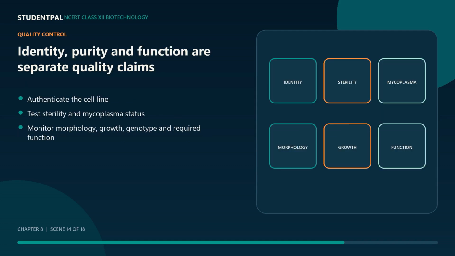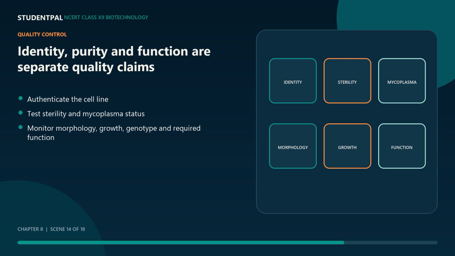Quality control asks separate questions. Is this the intended cell line? Authentication addresses identity. Is the culture free of unwanted organisms? Sterility and mycoplasma tests address contamination, but one test may not detect every agent. Are the cells behaving appropriately? Morphology, growth rate, viability, and a relevant functional assay address performance. Passage history and genetic stability influence interpretation.